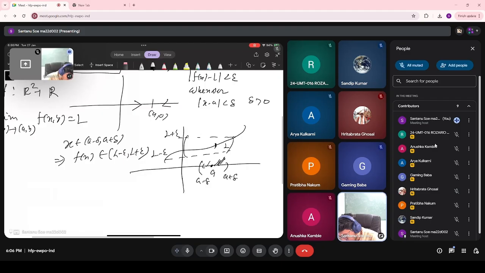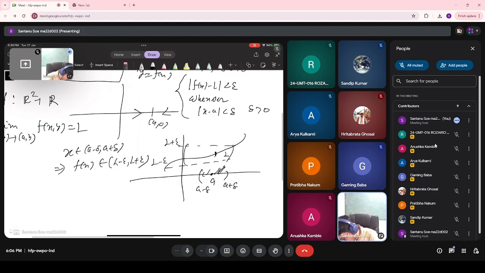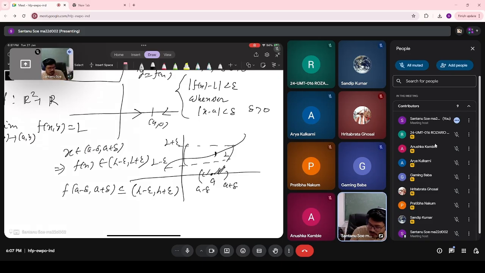So this is the definition we learned in our bachelor's, the one variable definition. This also can be written as f of (a minus delta, a plus delta) being a subset of (L minus epsilon, L plus epsilon). So this is called the one variable limit.